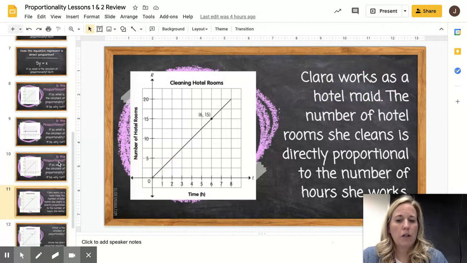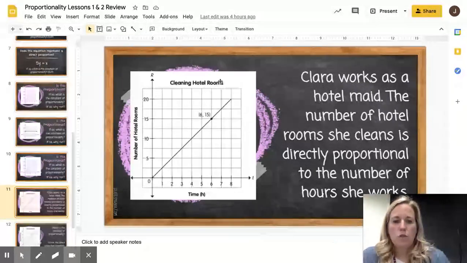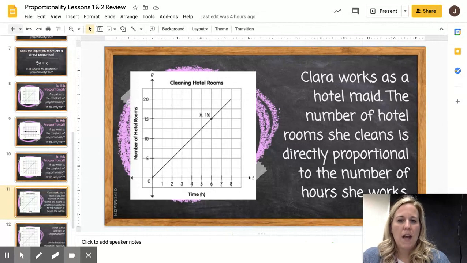Just a couple more. Clara works as a hotel maid. The number of hotel rooms she cleans is directly proportional to the number of hours she works. So a couple things that you should pay attention to when you're looking at the graph. Lots of times when we use the direct proportion equation, we say y equals kx.